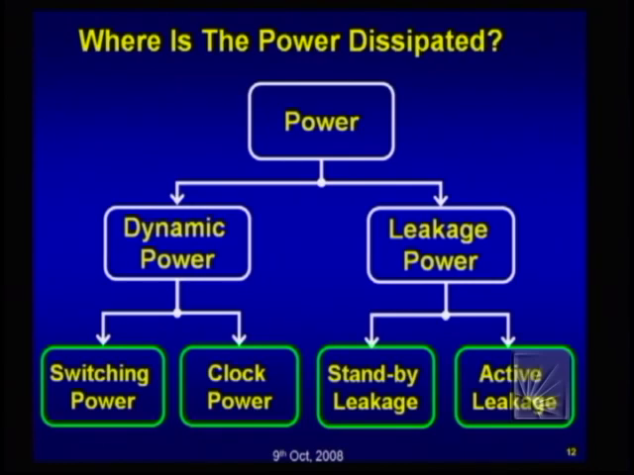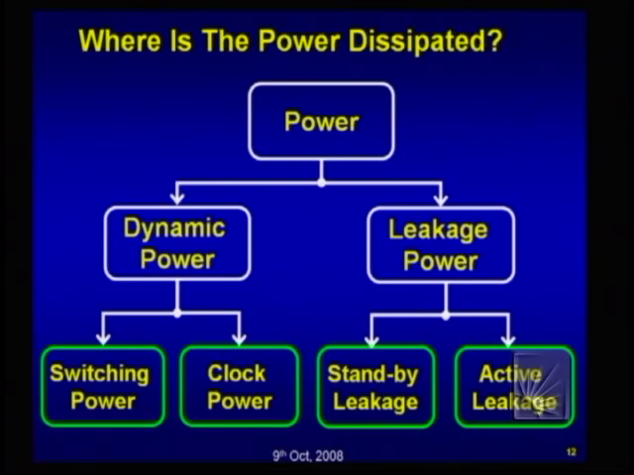The dynamic power has two components. One is the switching power of the logic gates, another is the switching power of the clock line. It turns out that clock power is a significant component of total power. It is about 40% of the overall power. So, it is a significant component, and one needs to take care of clock power in a conventional VLSI system.